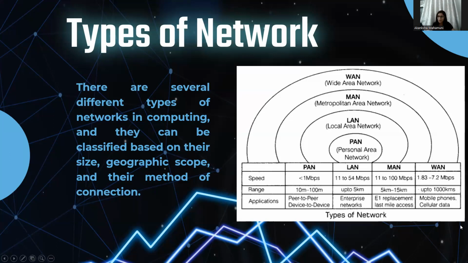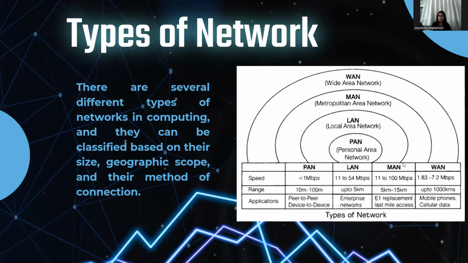Then let's have a look at this image. As you can see, a personal area network is a peer-to-peer connection, like I'm connecting my phone with my laptop, or my phone to my friend's phone, or PC to PC in the same room. It shows that it has a range of 10 meters to 100 meters.